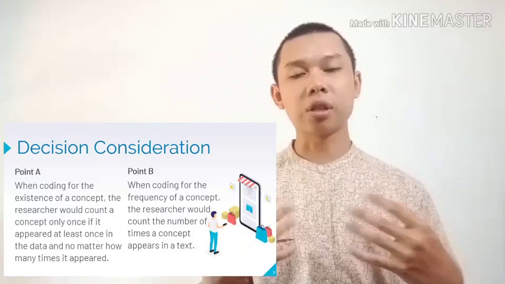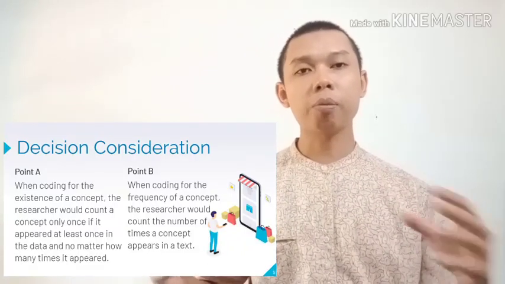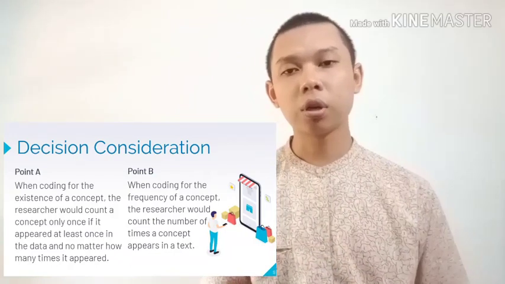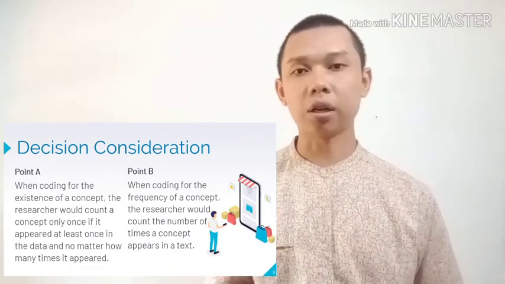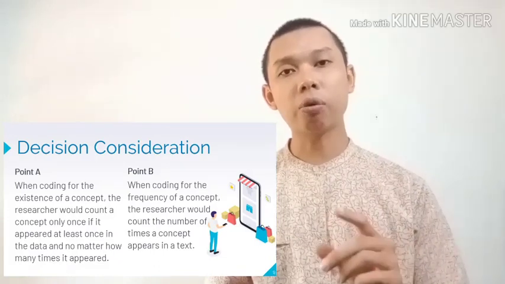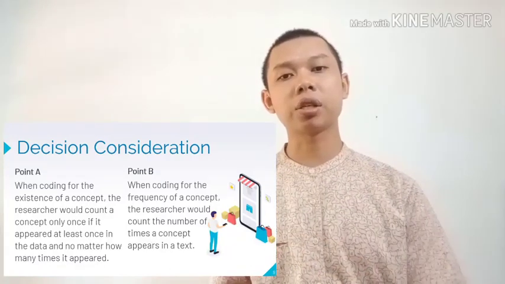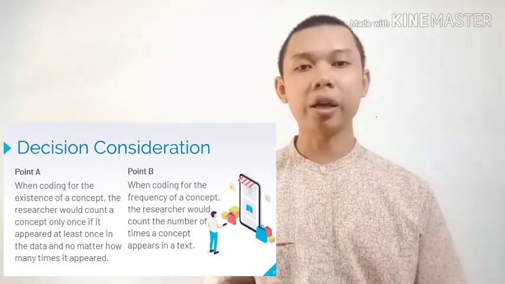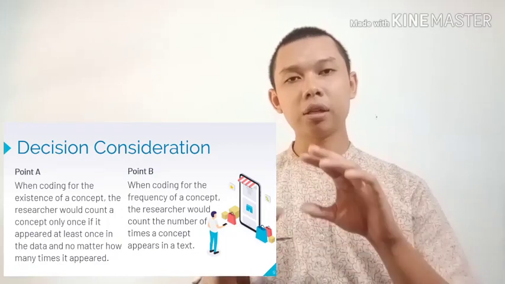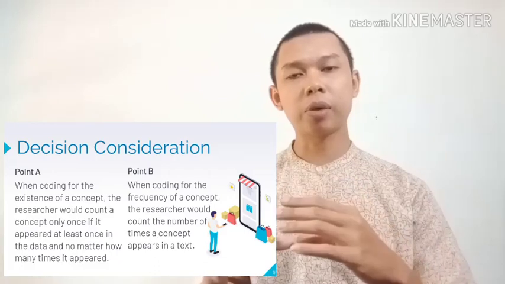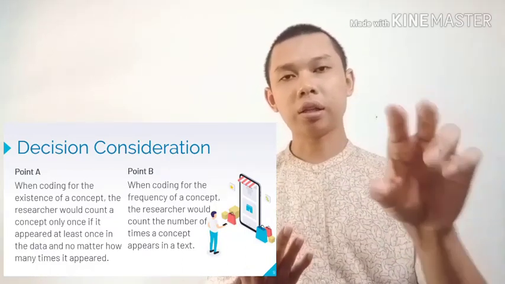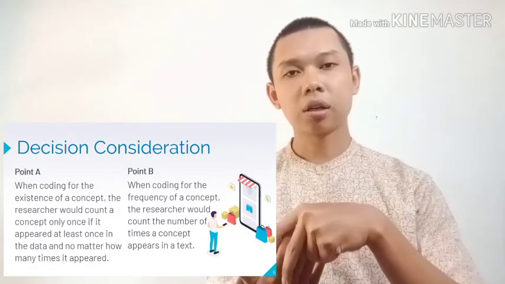And we as researchers don't know how many, because we analyze in a running way when we analyze the ELT textbook. Maybe the data is bigger or not. And point B, when coding for the frequency of a concept, the researcher would count the number of times a concept appears in a text. The researcher prepares, and we can make some number of concepts, as a consideration, a measurement. When we decide on 5 concepts, we can analyze the textbook and take all things that are indicative of our concepts.